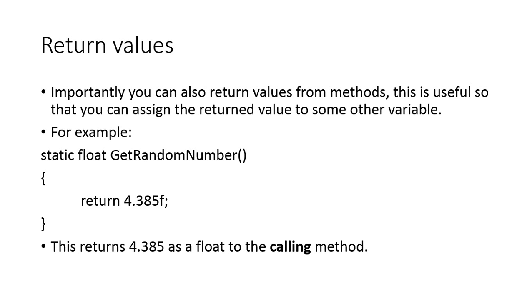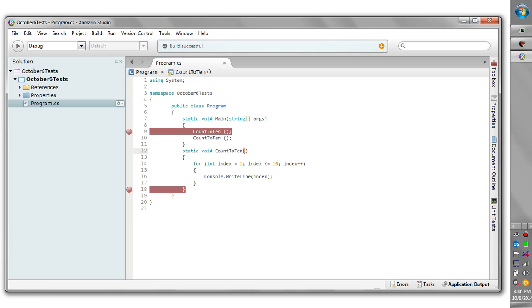Now, we can easily have return values. Here we show an example of a return value from float get random number, and this gives us the float 4.385f. That is a floating point valued number with value 4.385. If we were to do something weird to count to 10, like for example return a float, I don't know why you would in a count to 10, but why not? And then we were to return 2.875f, we could assign that to something.